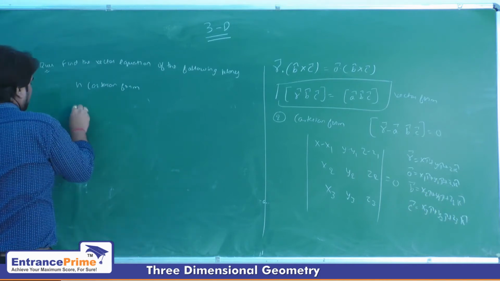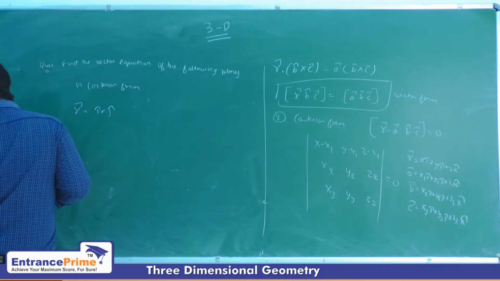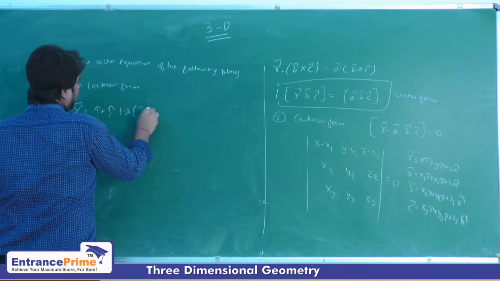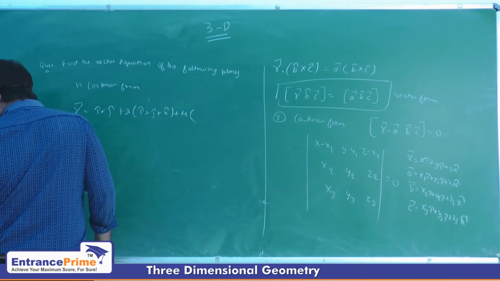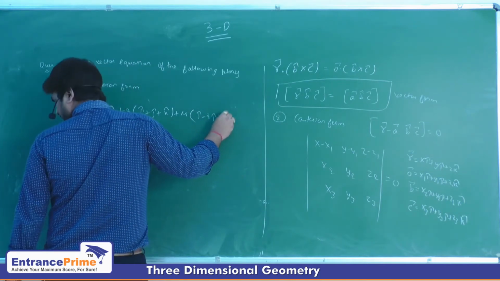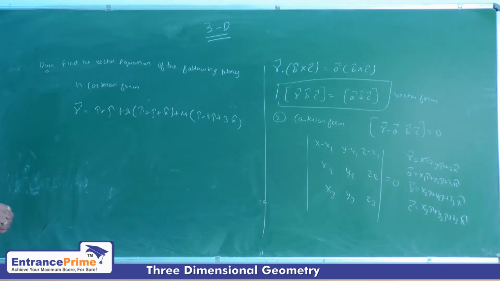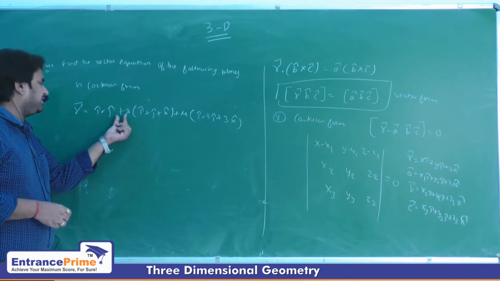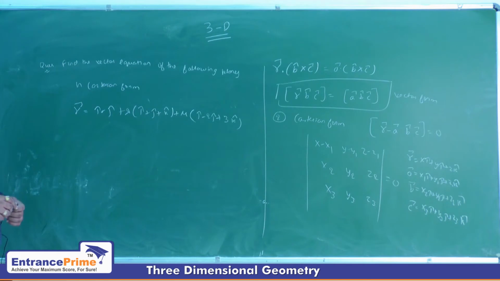The plane is R vector is equal to i cap minus j cap, plus lambda times of i cap plus j cap plus k cap, plus mu times i minus 2j plus 3k. Okay. So you have to find the vector equation of the following planes in Cartesian form, where R vector is equal to i vector minus j cap plus lambda times of i plus j plus k plus mu times i minus 2j plus 3k. Okay.